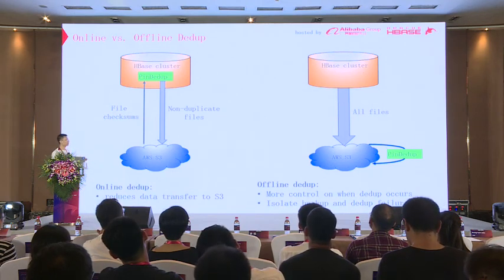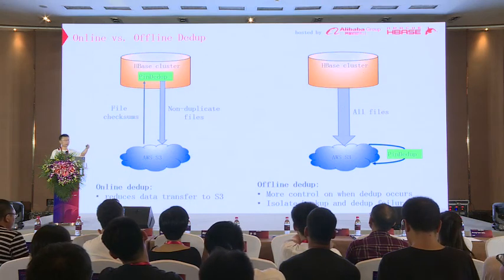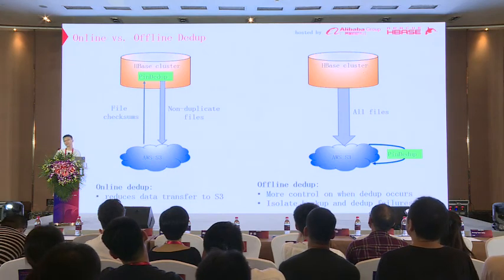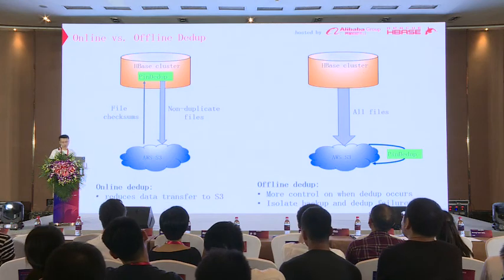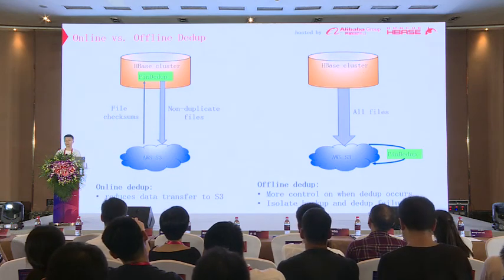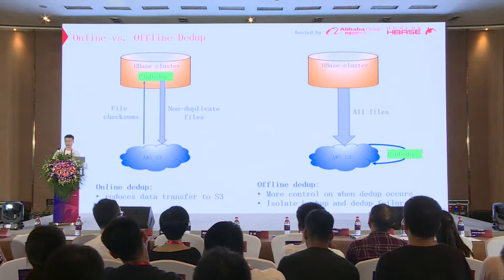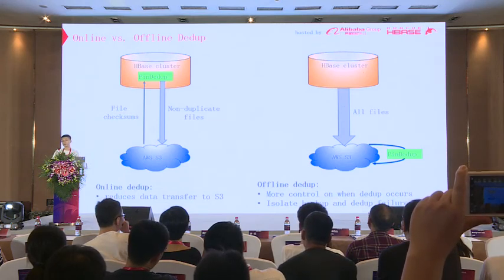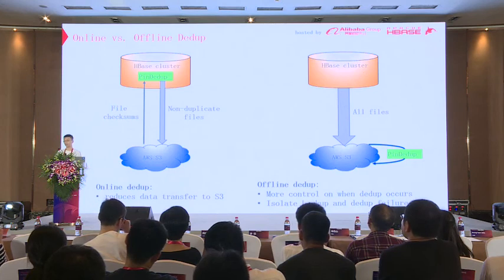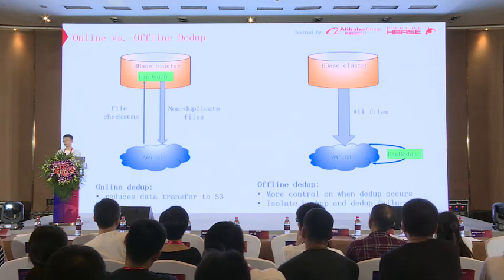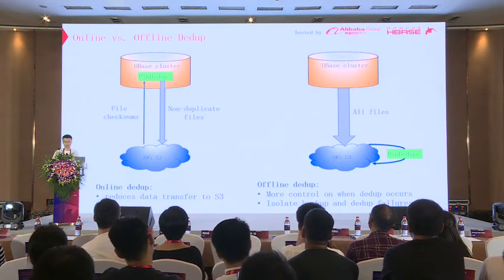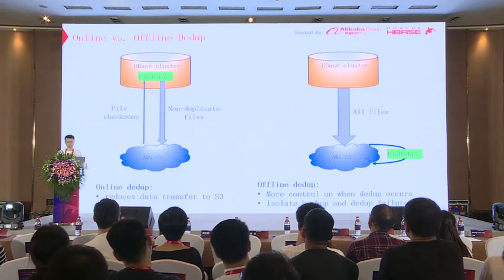So what does the offline approach mean? Basically, we blindly transfer all the files onto S3, and then we do the deduplication in an offline, asynchronous manner. And doing so has several advantages. One of the key advantages is that it allows us to control when the deduplication happens. Some of our downstream jobs don't expect their files to be deduplicated, and we can delay the deduplication until those analysis jobs are done, which is great for them. Doing so also separates the backup and dedupe pipelines, so that a dedupe failure won't cause the backup job to fail.